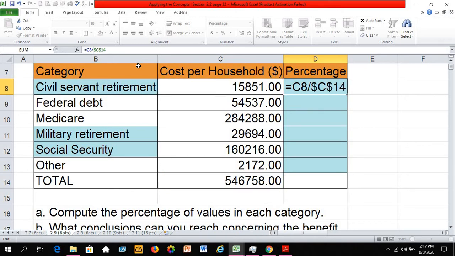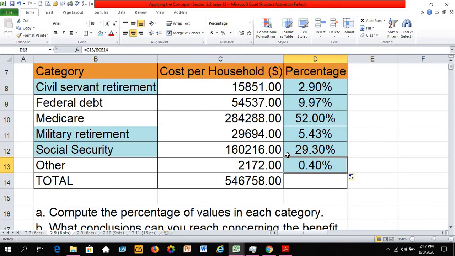Okay, so if I want to copy this formula, I need to lock the denominator. So all my denominator or divisor should be this cell C14, 546,758. Okay, if I drag this down, the values are there. That's the percentage. And also if I sum this, that's percent, you'll have a total of 100%. So this should add up to 100%. Otherwise, something is wrong with the percentages.